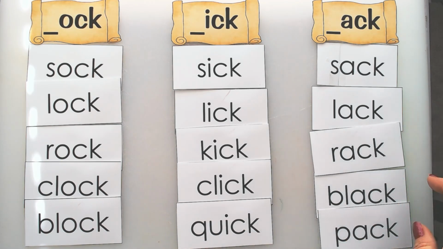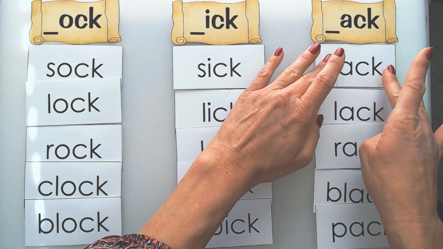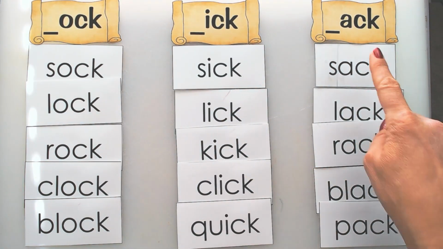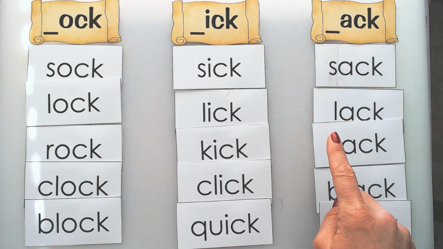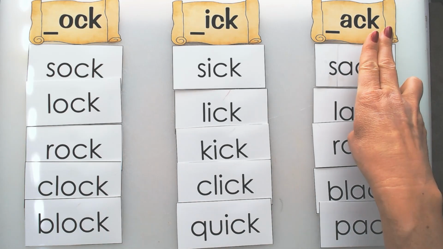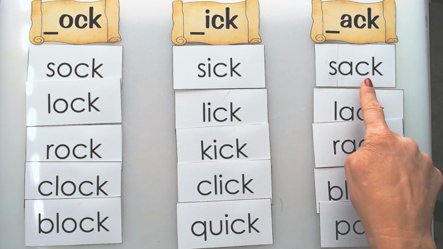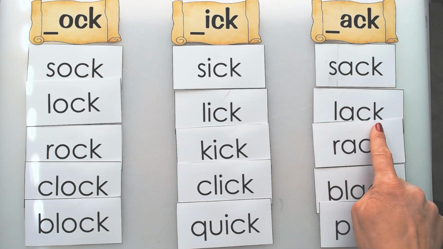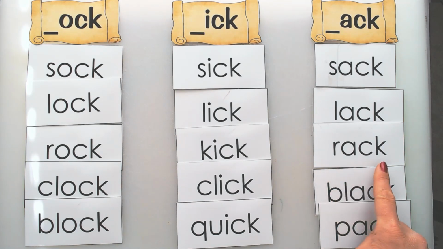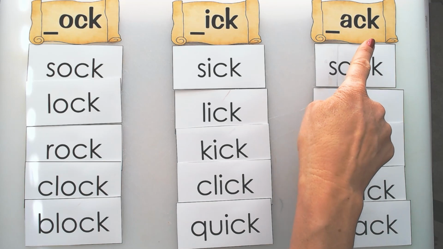And finally, let's read these. These are a little bit not super straight. And that's okay. Ack. This is the ack word family. 3 letters, but it just makes 2 sounds because the CK comes together to make one sound k, ack. So let's read them. Ack, sack, lack, rack, black, pack.